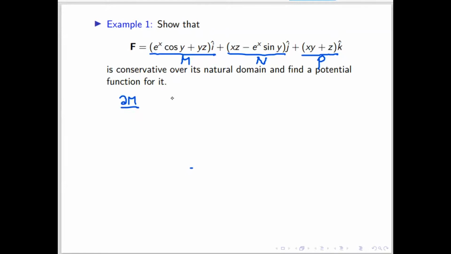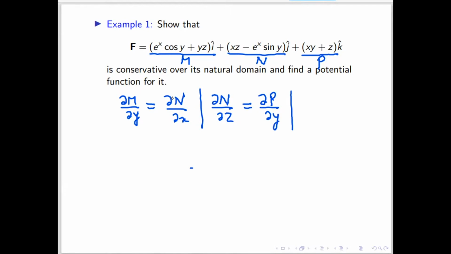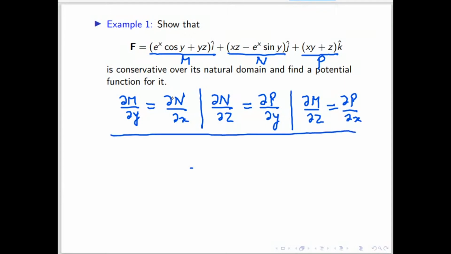if del M by del Y equal to del N by del X, del N by del Z equal to del P by del Y, and del M by del Z equal to del P by del X. If all are equal, then we will say that this field F is conservative.